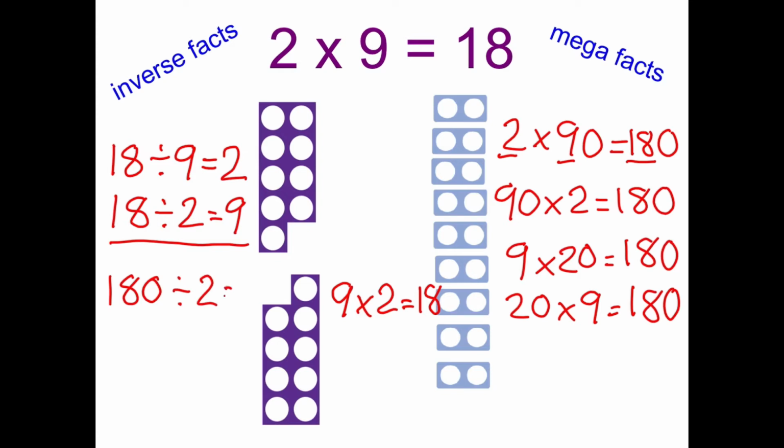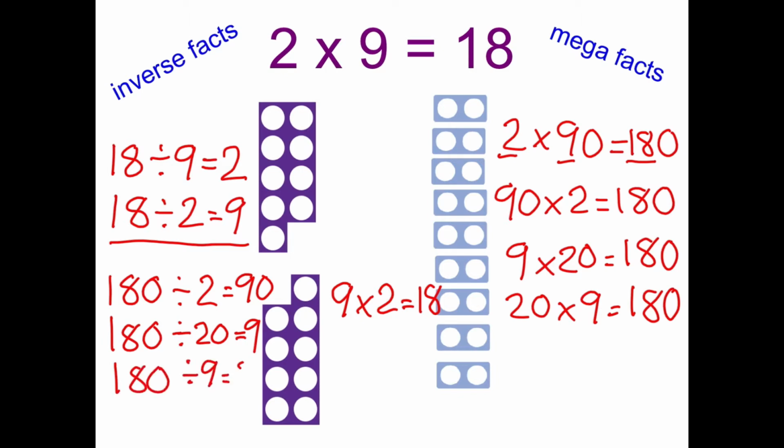Divide 180 into 2 and you'd get 90. Divide 180 into 20s and you'd get 9. Divide 180 into 9s and you'd get 20. And divide 180 into 90s and you'd get 2. So if you look at those facts, you've always got the 18, the 2 and the 9.